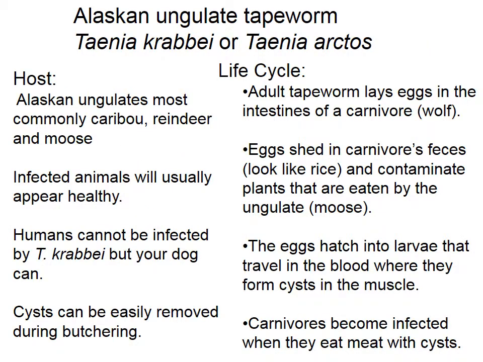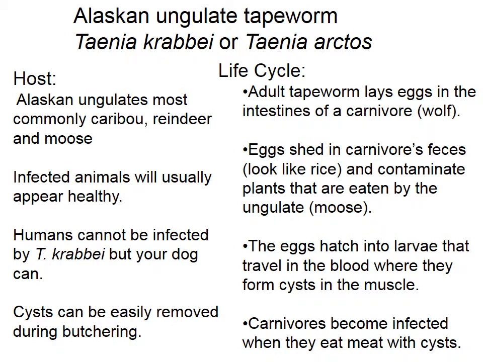Taenia krabbei. An ungulate host that may most commonly get infected are caribou, reindeer, and moose. Infected animals will appear healthy. Humans cannot be infected by T. krabbei, but your dog can. Cysts can easily be removed during butchering.